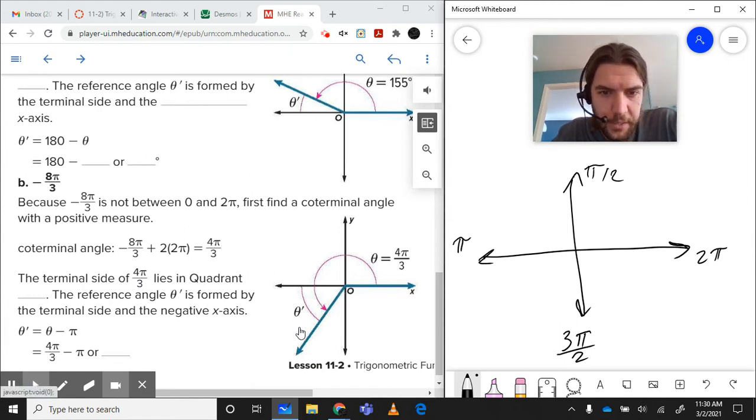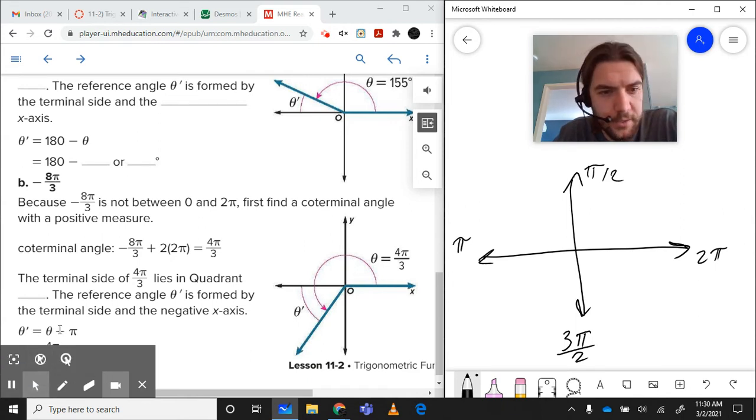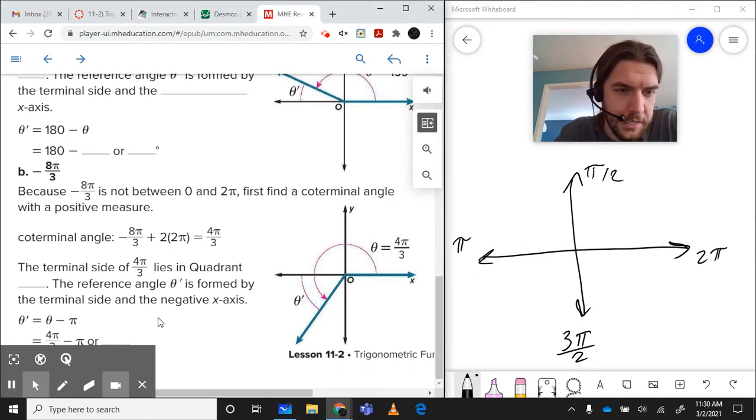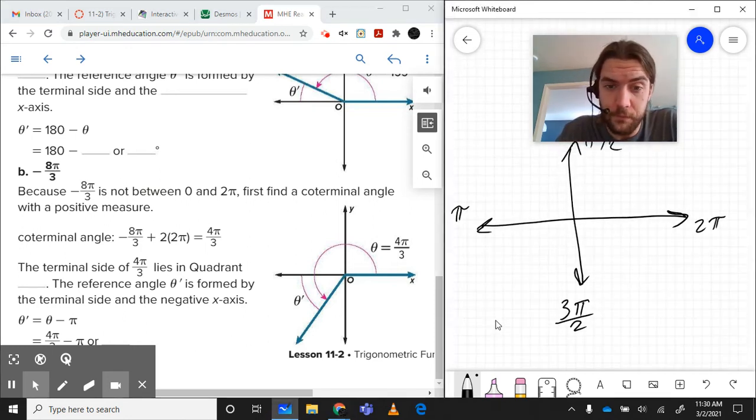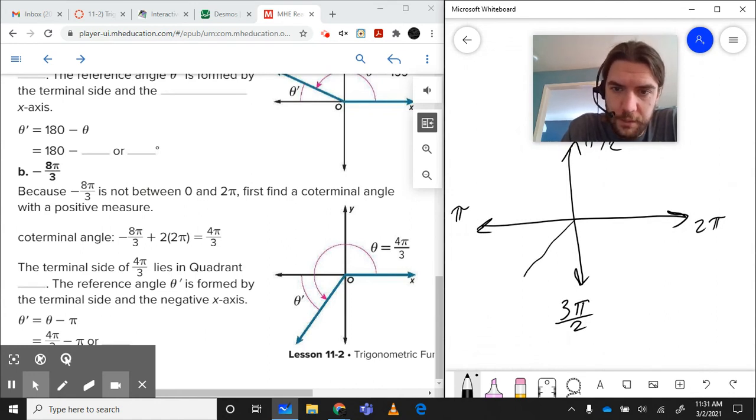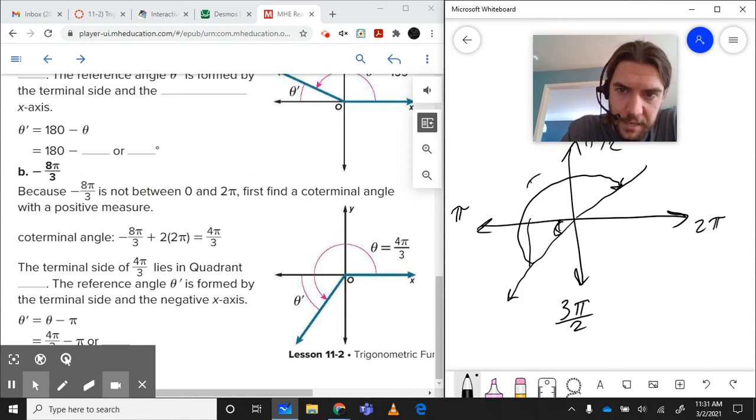Therefore, we should figure it out by subtracting 180 degrees, or since we're in radians, by subtracting 1 pi radian. So they're going to say 4 pi over 3 minus pi to figure out the reference angle. They're trying to figure out what this angle is, and they're saying you can get that by going back 180 degrees, or going back pi radians, in order to create the same angle over here.